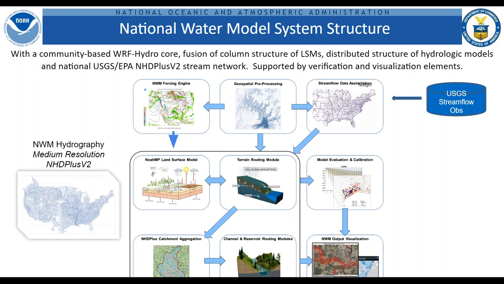We have a forcings engine that brings the precipitation data and the atmospheric data into the model. We have USGS stream flow observations that we bring in, and we assimilate that data. And the black box shown here in this slide is really the calculation engine of the National Water Model. We bring the precipitation data in, and we calculate the amount of water that infiltrates into the subsurface and the amount that runs off of the land surface. We route the water that runs off of the land surface through a terrain routing model that's on a 250-meter grid. We aggregate that information in NHD Plus catchments, and then we route that through our channel and reservoir routing modules. And from this, we are able to create the forecast and visualize that forecast.